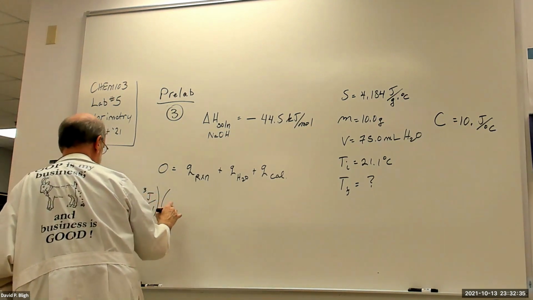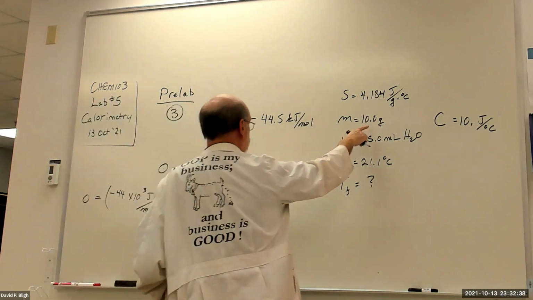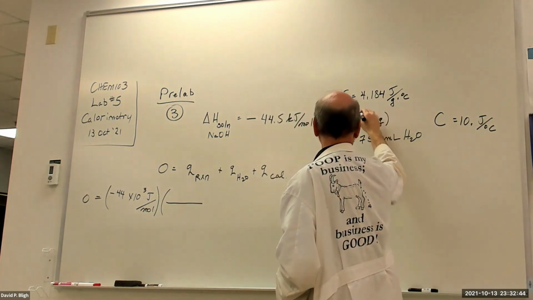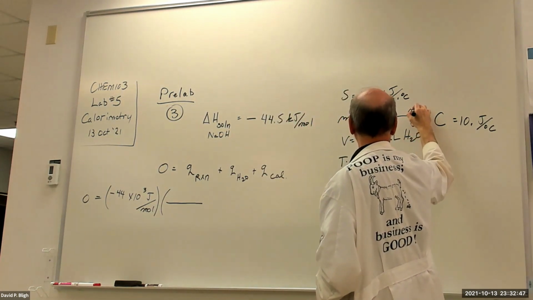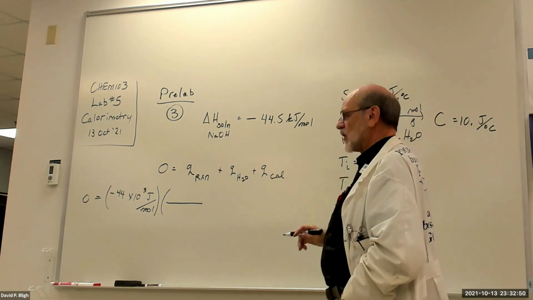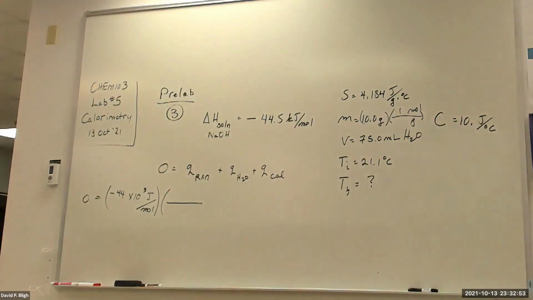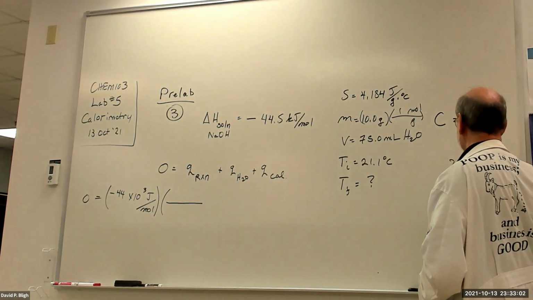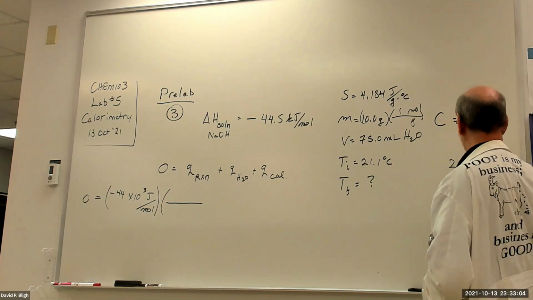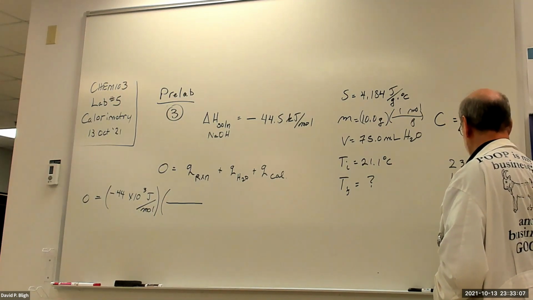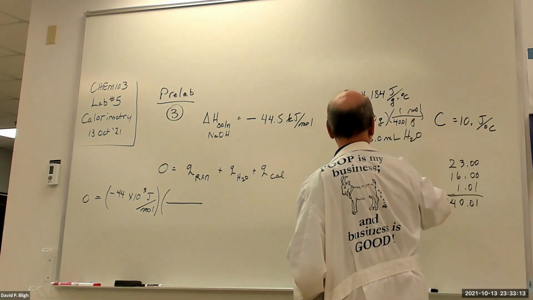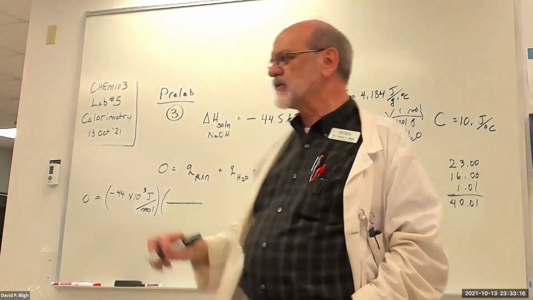Well, how many moles do you have? Well, you have 10 grams. So what's the molar mass of sodium hydroxide? You got to change this to moles, right? Sodium is 23. Oxygen is 16, and hydrogen is 1.01. So that's 40.01. So 10 divided by 40.01, let's just round it off.